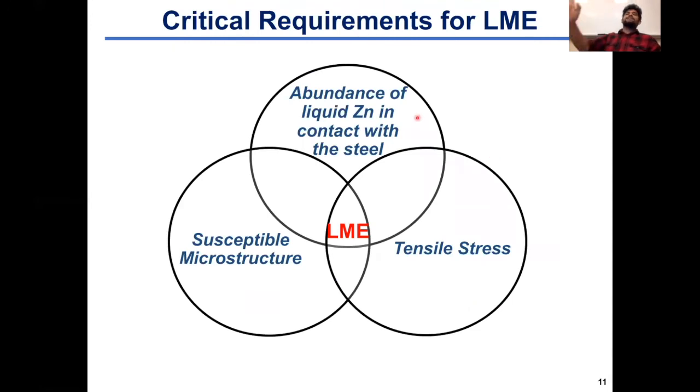Now, what are the criteria that are required to trigger LME? First, we need to have an abundance of liquid zinc, and importantly, the liquid zinc must be in contact with the steel. We need to have a susceptible microstructure, and we need to have a tensile stress. Now, we had a susceptible microstructure in all these alloys. We applied a tensile stress to all these alloys. So these two criteria cannot explain our observed behavior. So likely the behavior we observed can be explained in terms of how the liquid zinc interacts with the low silicon or the high silicon substrate, which directly controls the abundance of liquid zinc and whether that liquid is in contact with the steel or not.